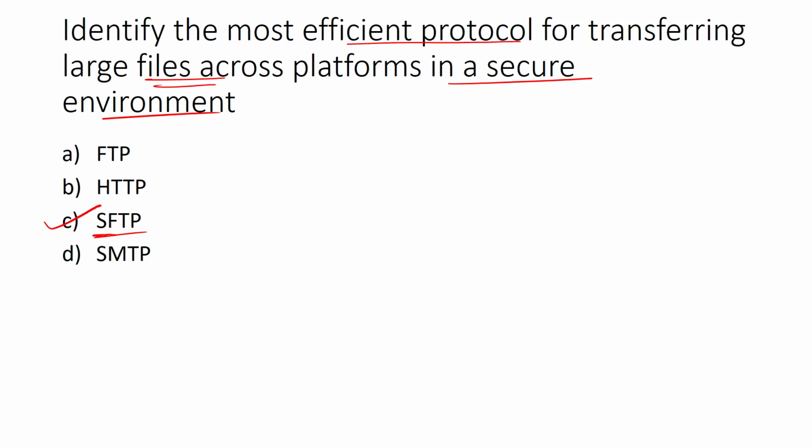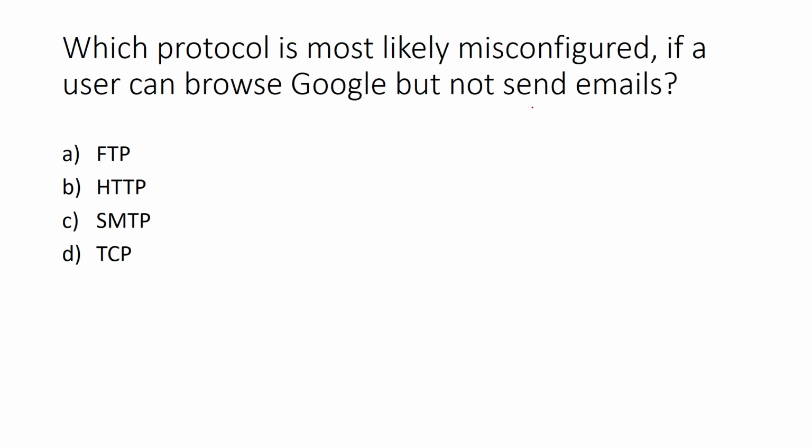Okay. Next, which protocol is most likely misconfigured if a user can browse the Google but not send the emails? Obviously, emails are linked to what? SMTP. That's why it will be misconfigured. That's why it is not able to send.